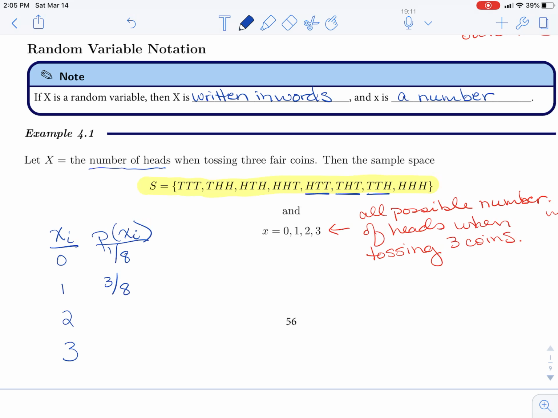Then we look for exactly 2 heads. This one, and this one have exactly 2 heads. So there's 3 out of the 8. And then the one that has all 3 is down here at the end. And that's only 1 of those out of the 8. So we can actually list all of the possible outcomes, the little x, and the probability of each of those occurring.